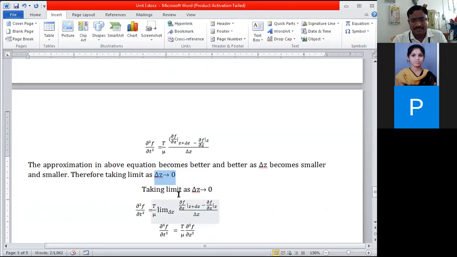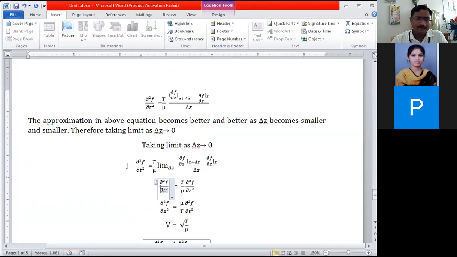When limit as delta z goes to 0, on the left hand side we don't have a term in z, so it will not alter. We'll have the same term as it is, dou 2f by dou t square here. T by mu is a constant, we can take outside, and here we have delta m, delta z as delta z goes to 0. Here it is remaining. This is a standard definition.